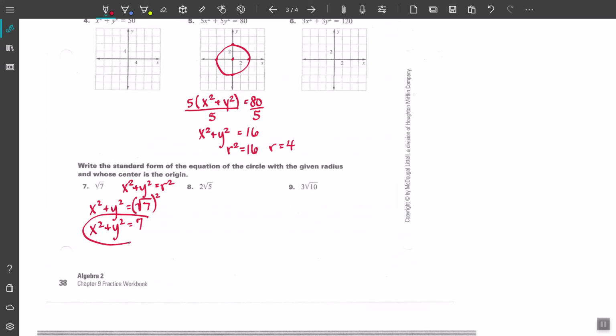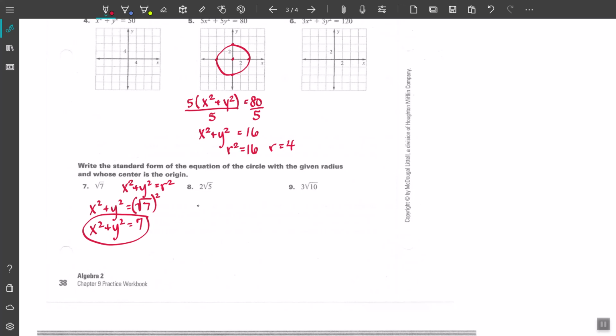And so this is our standard form of our equation for that circle. If we were to graph it, we would go to the center of 0, 0, and go up 7, down 7, to the right 7, to the left 7, and then connect our circle.